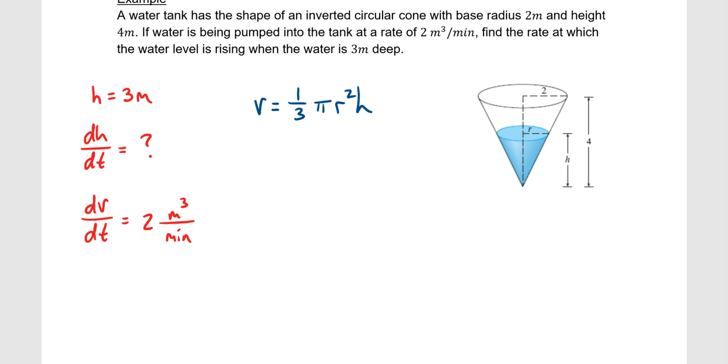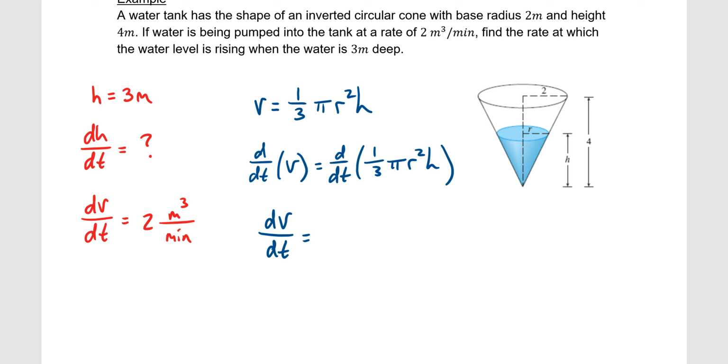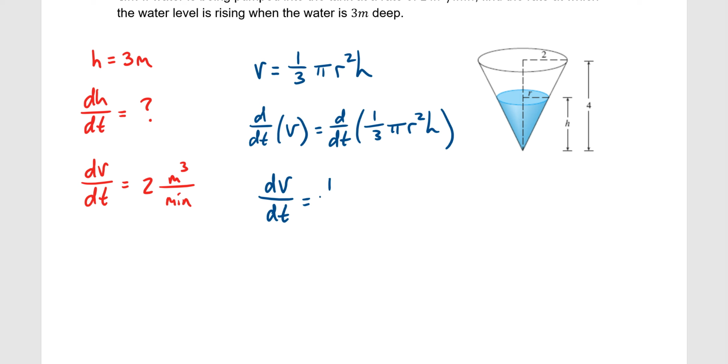Okay, so let's go ahead and differentiate this equation with respect to t and see what happens. We're going to see that it gets just a little confusing. We differentiate both sides. The derivative of the left side is just dV/dt. Then the derivative of the right side, this is where it gets a little tricky. I'm going to pull the 1/3 pi out front because those are constants. So it's going to be d/dt of r squared times h.